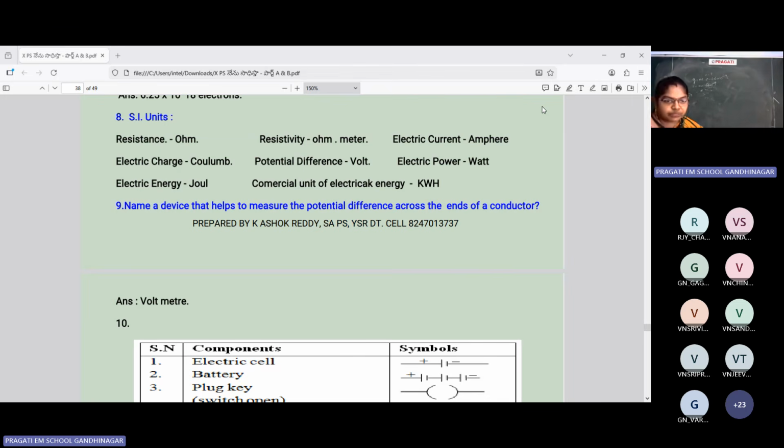Just now we discussed: name a device that helps to measure the potential difference across the ends of a conductor. Across the ends means, the device which is used to measure potential difference is voltmeter. It is always connected in parallel, means across the ends. Next.